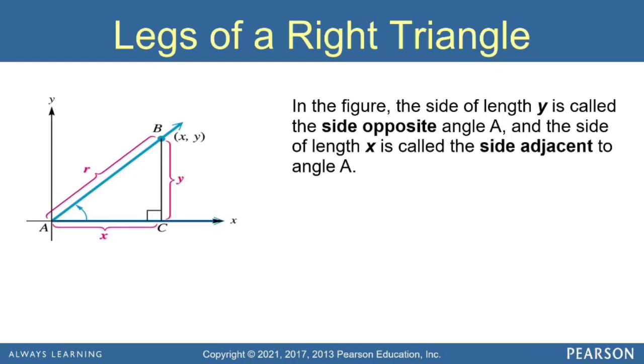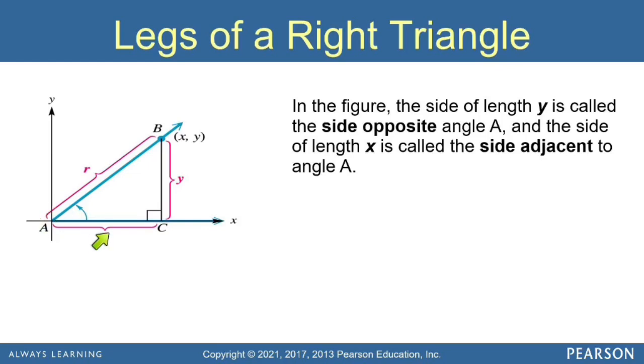So instead of using x, y, and r, if we restate the trig functions in terms of how the sides are related to the angle we're interested in, we'll be able to find the trig function value for any angle in any position. So let's take a look at this diagram, and we'll start with angle A because we're already used to finding the trig function values for the angles that are in standard position.